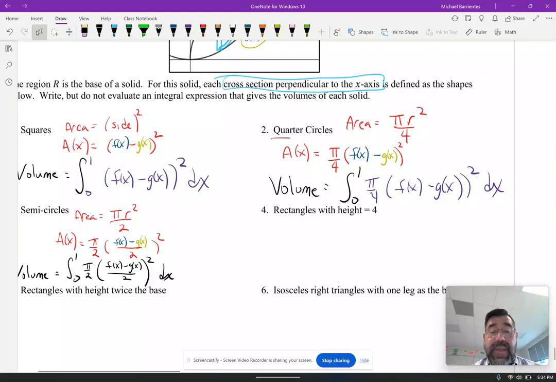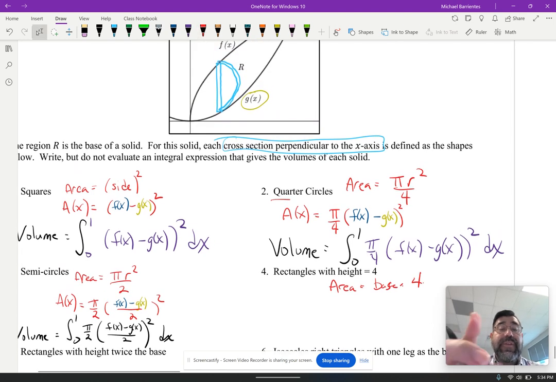Okay. Find the volume with a cross-section that's a rectangle with height 4. Okay, how do I find the area of a rectangle? Base times height, right? Except they're telling me the height is always 4, so I don't need to put this. I can just say base times 4. So if I erase this semicircle, this is the base and the height is 4, jetting out towards me.